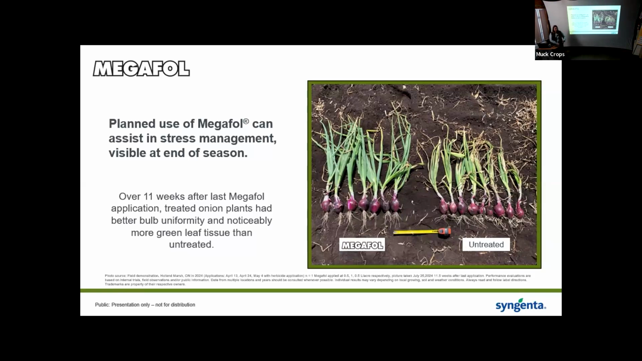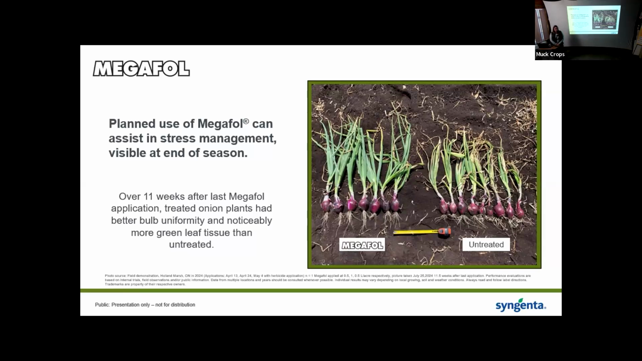After the frost event went by, we went back about 9 days after that again and gave it a little boost of 0.5 liter an acre. And then waited out the rest of the season. No more Megafol was applied. Grower did their normal business. The only difference between the 2 sets of onions you see there is the Megafol being added early in the season. So you can see even at the very end of season, we're seeing more green leaf tissue. We're seeing bigger bulbs. We're quite happy with what the Megafol was doing there in those red onions.